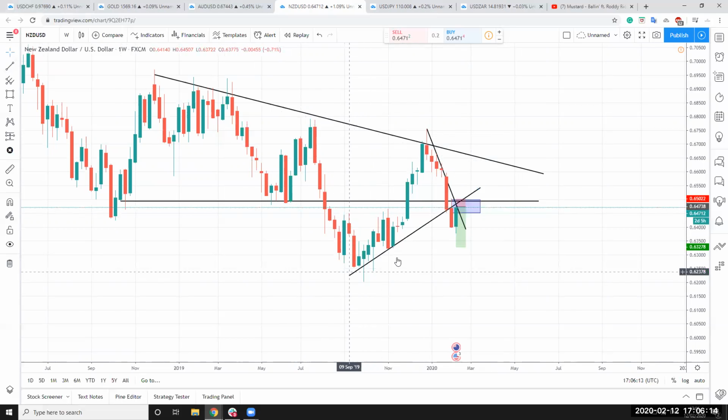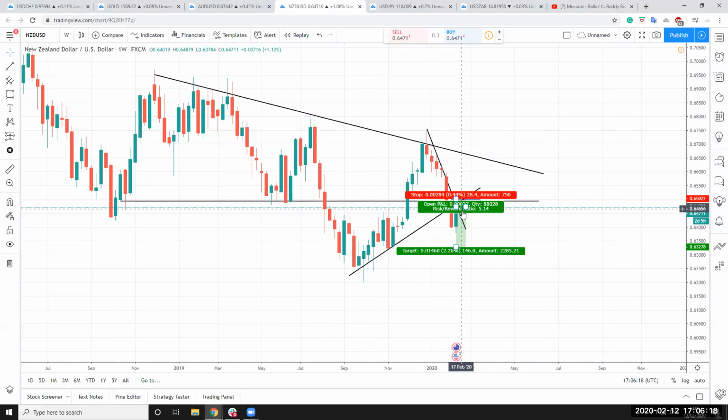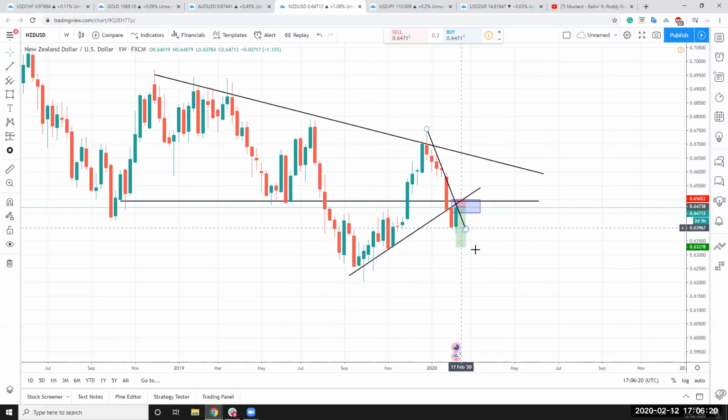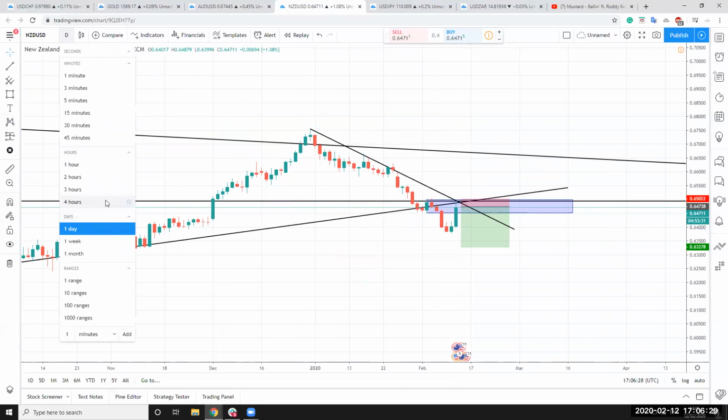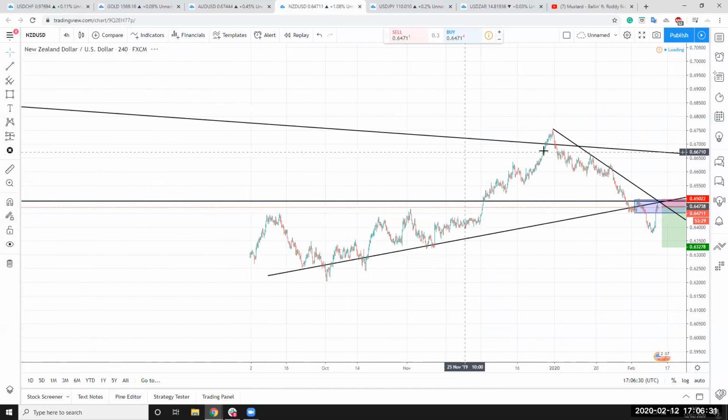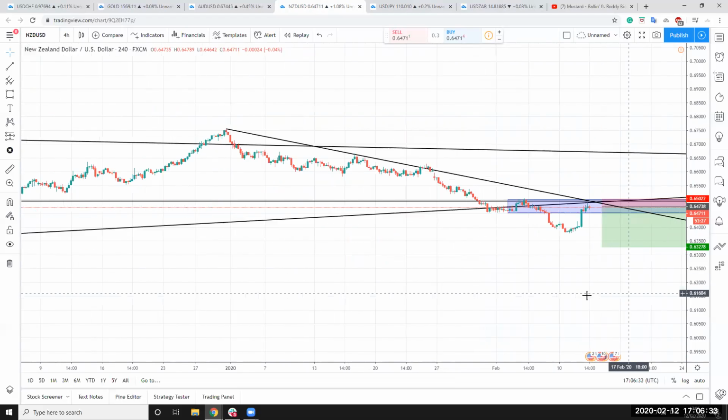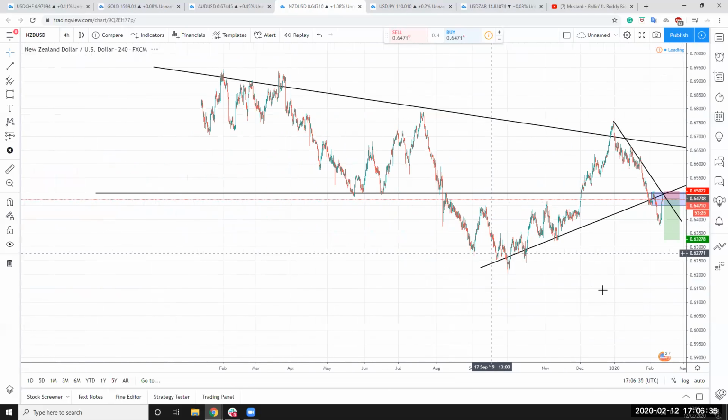A retest, so this broke. So we broke this very clearly, and now we are retesting this very clearly, and so this is already a good enough setup for us. If we go into a bit lower time frame, the 4-hour and daily, we can see we have another trend line downwards that also is at that point.